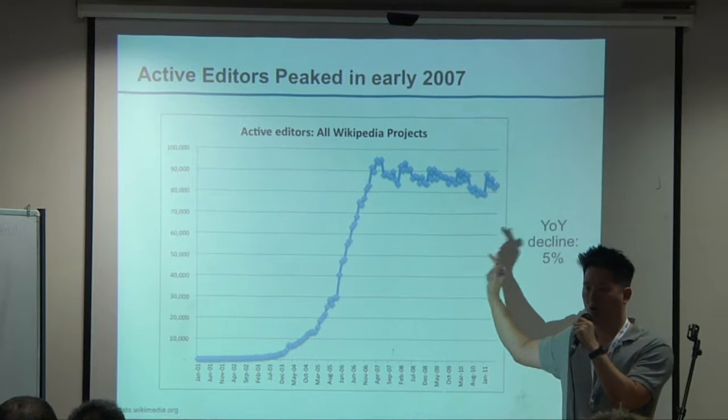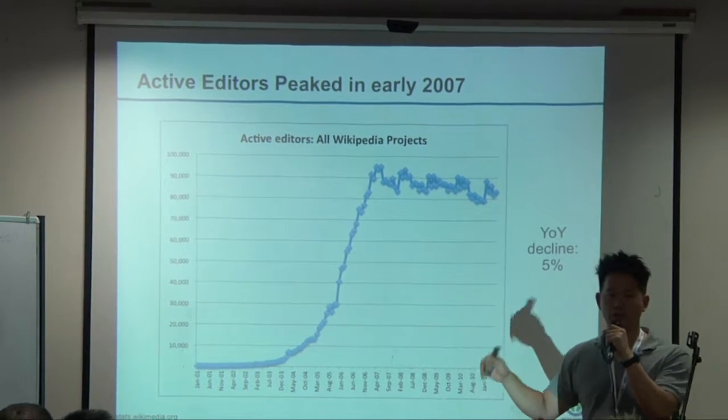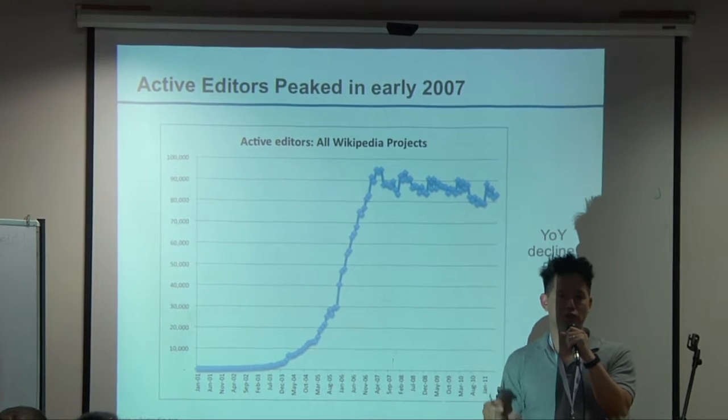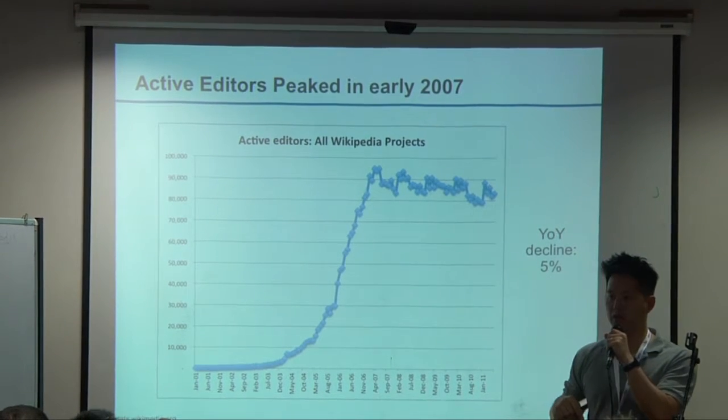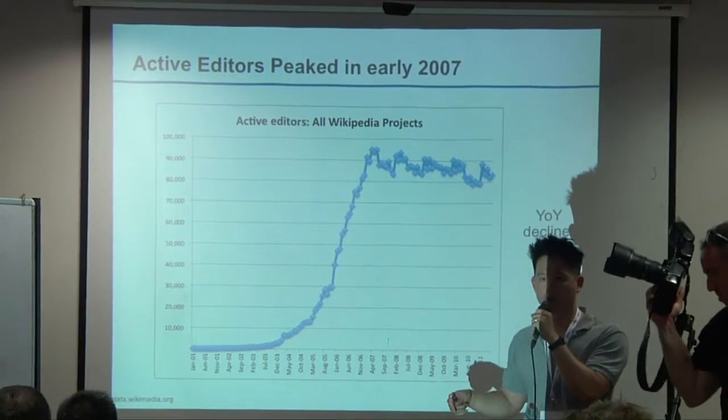This tracks all active editors for all Wikipedia projects. And the definition we use for an active editor is if you make over 5 edits within 1 month, you are considered an active editor of the Wikipedia project.